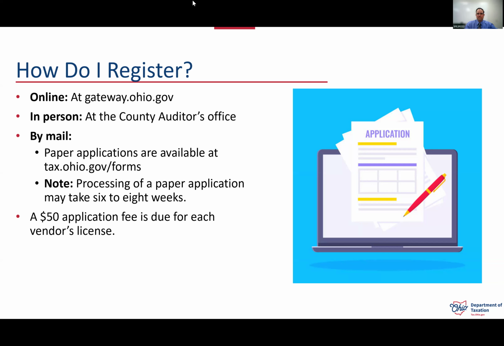And so how do you register? There are multiple ways that you can register. We do recommend online just because it is faster processing and you do get your vendor's license immediately. And so online at gateway.ohio.gov is where you would go to begin that process. If you choose to register in person, you can also visit your local county auditor's office and register there. And then we also have paper applications that are available on tax.ohio.gov/form. Keep in mind there is a $50 application fee, and that's due for each vendor's license that you register for.